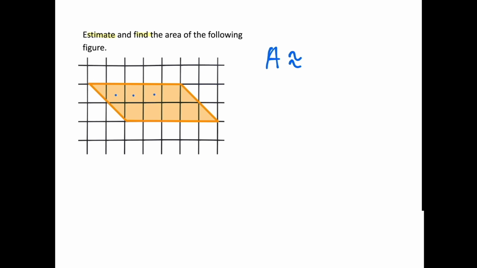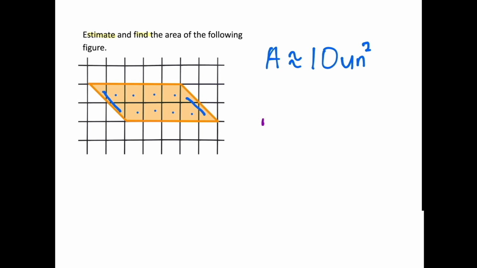We have 1, 2, 3, 4, 5, 6, 7, 8 whole square units. This piece and this piece each look like half, so we can say that's about 1, making 9, and this piece and this piece look like they're about half, making another 1, so about 10. Using estimation, we can estimate that our area is about 10 units squared.